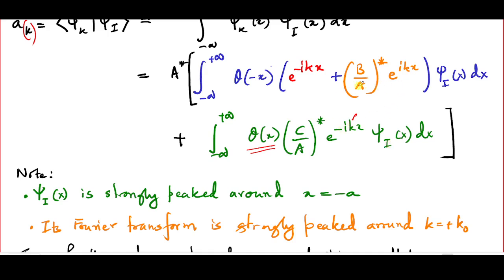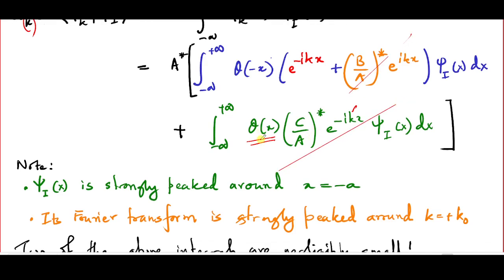On the other hand, if you try calculating this, what you are really calculating here effectively is the Fourier transform of psi I x at minus k. But psi I x has a Fourier transform which is peaked very strongly around plus k0. So for any negative value of k, the Fourier transform is going to be very, very tiny. So this term is going to also become very tiny. So ultimately the only term which contributes to a significant degree is the very first term.